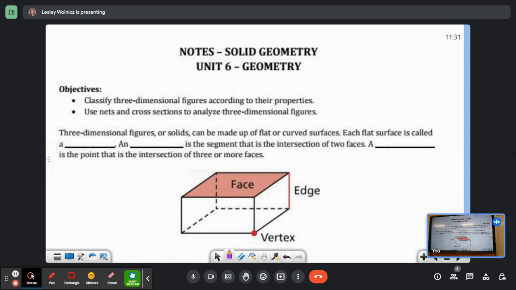Three-dimensional figures or solids can be made up of flat or curved surfaces. Each flat surface is called a face, which is kind of weird seeing as that our faces are not flat, but it is what it is.